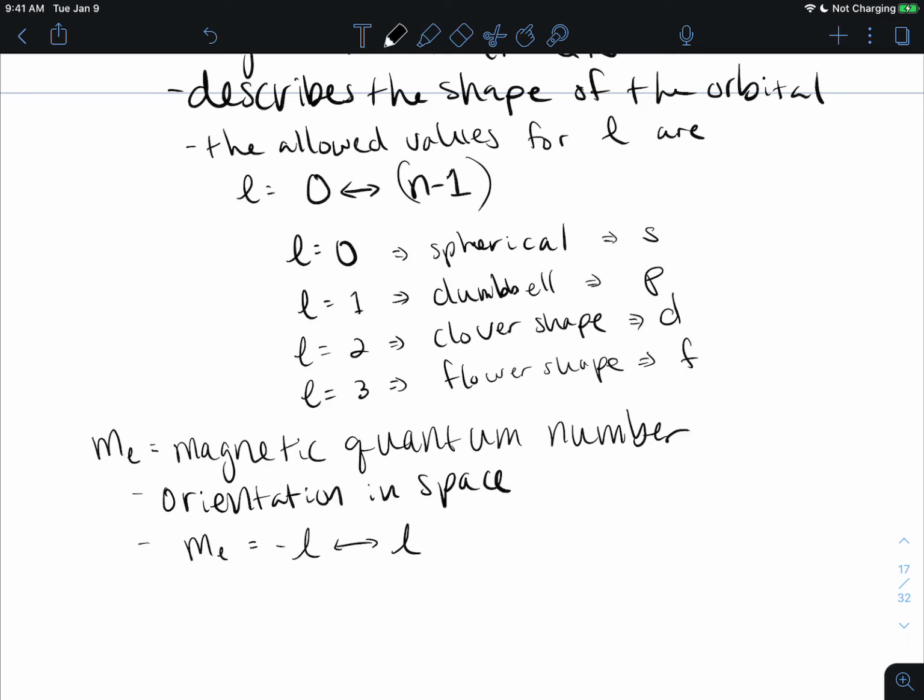So when we think about L equals 0, we only have one possible M sub L value, which is 0, which should make sense because a sphere can really only have one orientation. Okay. When we go to L equals 1, our M sub L values are negative 1, 0, and 1. So we have 3 orientations. L equals 2, our M sub L values are negative 2, negative 1, 0, 1, 2. So 5 orientations. And then with L equals 3, we have 7 possible orientations at negative 3, negative 2, negative 1, 0, 1, 2, 3.